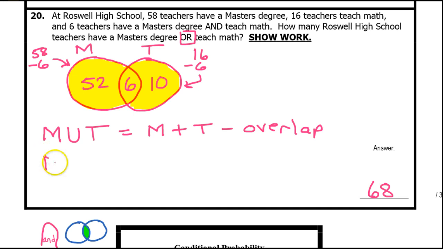So the number of teachers who have a master's degree or teach math will equal 58 plus 16 minus the overlap, which of course will be the 6 teachers who have a master's degree and teach math. So that's minus the overlap. And if you do 58 plus 16 minus 6, you will get 68. So that's the other way to do the problem.